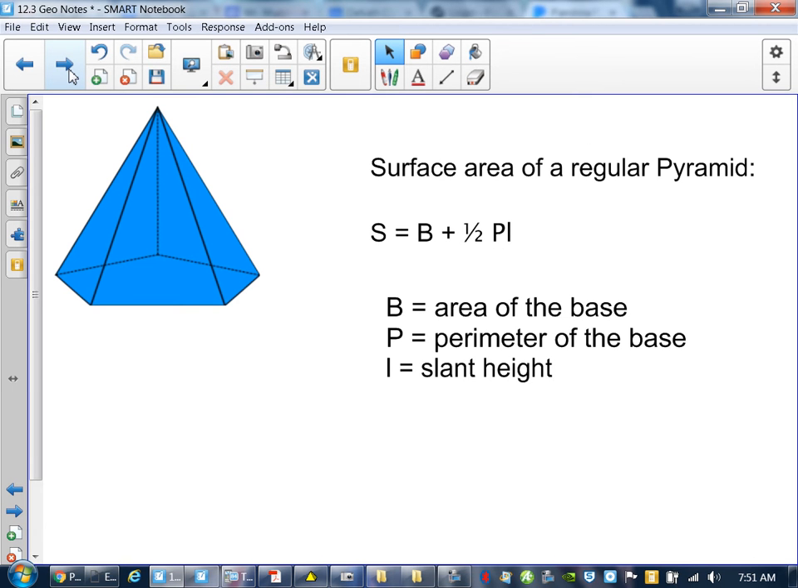Surface area of a regular pyramid. What does big B stand for again? Base. Yeah. Surface area of a pyramid is going to be big B plus half perimeter times slant height, where big B is the area of your base, and big P is the perimeter of that base, and cursive L is your slant height.